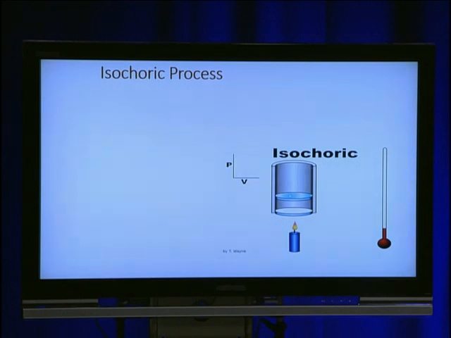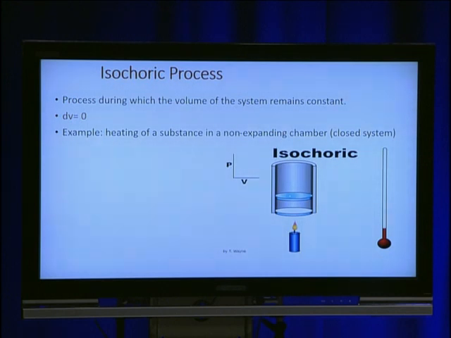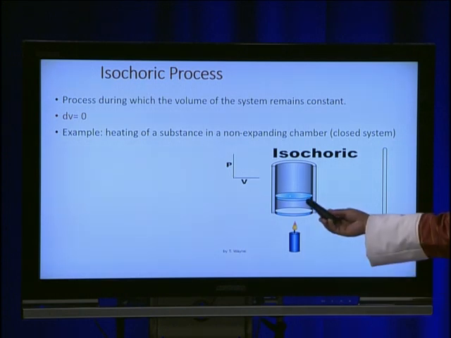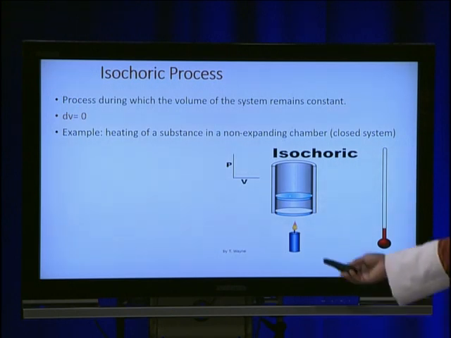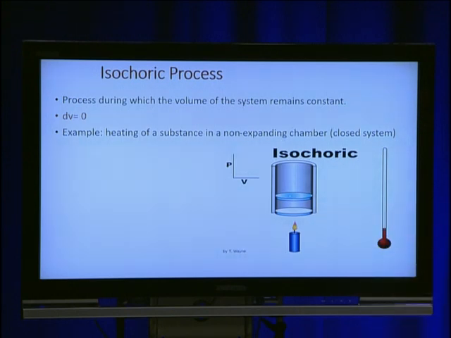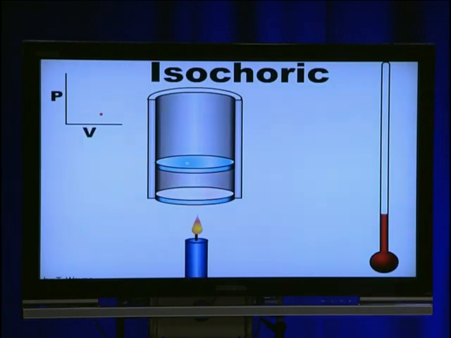Let us look at isochoric process. This is a process during which the volume of the system remains constant. So, there is no change in the volume; the change in volume is 0. Example, heating of a substance in a non-expanding chamber. If you take a chamber where the piston does not move and you heat it, what will happen? Let us say we are heating, but we are not allowing the volume to change.